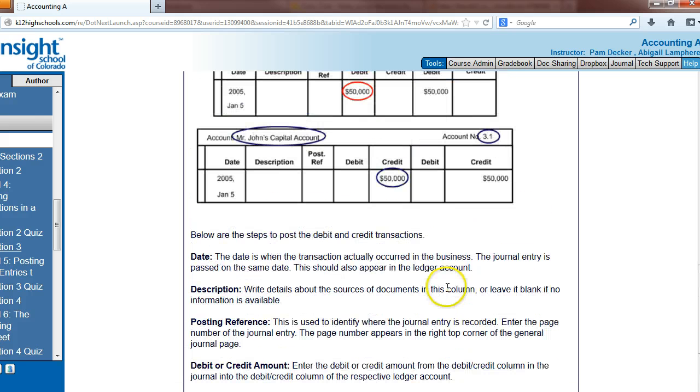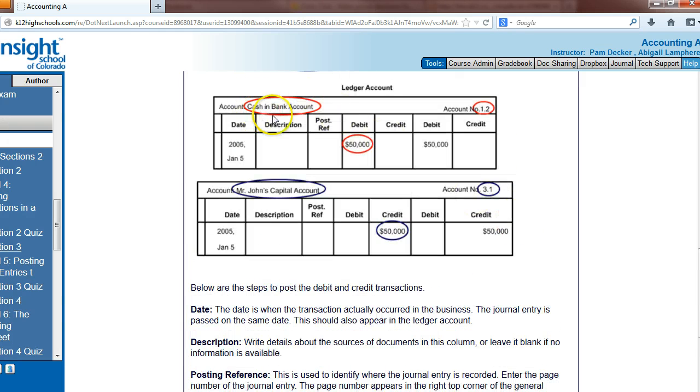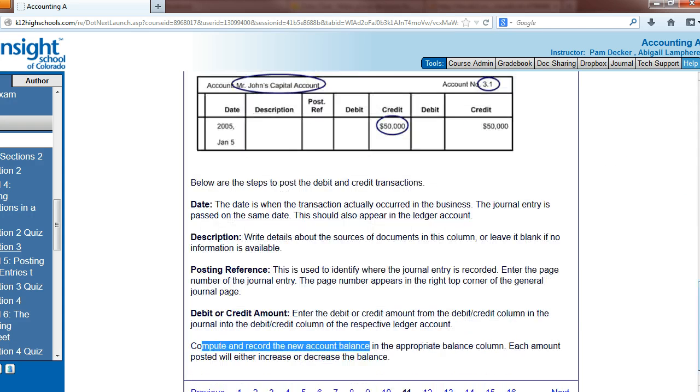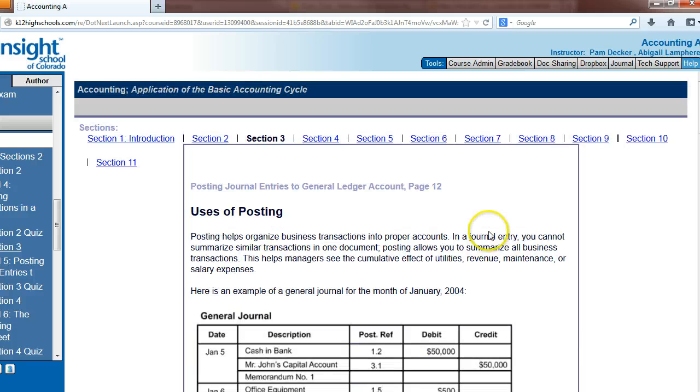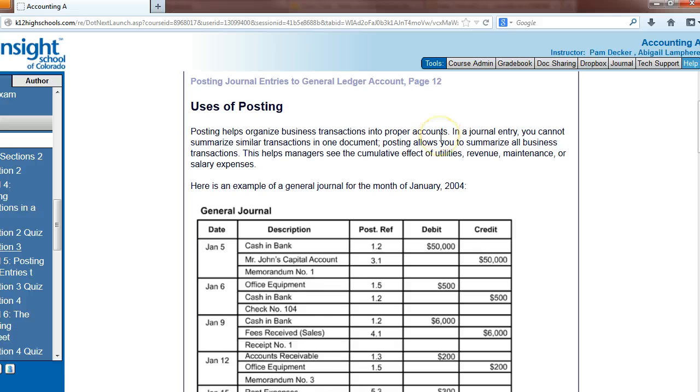It's really going to be vital that you remember: capital account, that's an owner's equity account. The balance is recorded on the credit side. Cash and bank, that's an asset account. Balance is recorded on the debit side. Okay, posting helps organize business transactions into proper accounts.